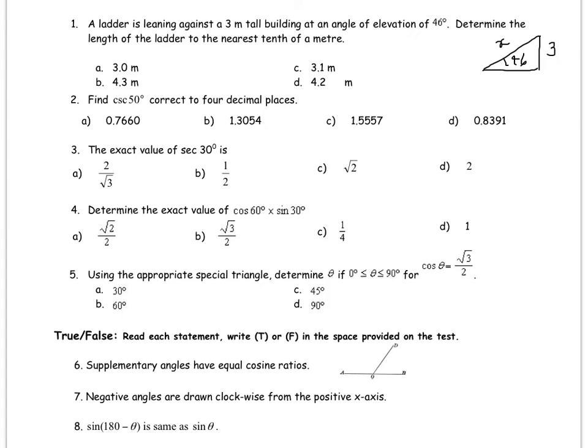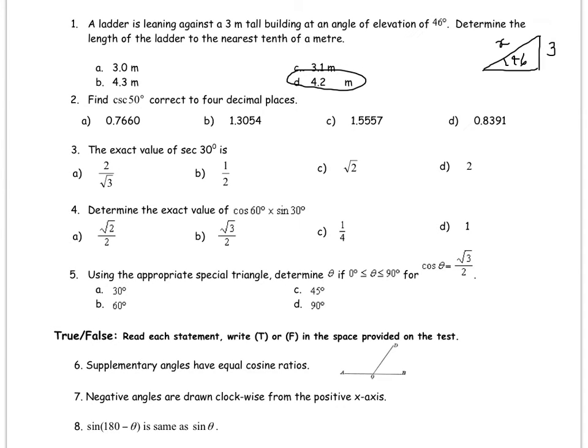Determine the length of the ladder, which is this one, which is x. Since the triangle is a right triangle, I can use trig ratios, so I'm going to say sine of 46 is equal to opposite, which is 3 over hypotenuse x. Then this is division by 1, so I'm going to cross multiply, so I'm going to get x sine 46 is equal to 3 times 1, which is 3. So x is going to be 3 divided by sine 46, which is about 4.2 meters, which is going to be this one.